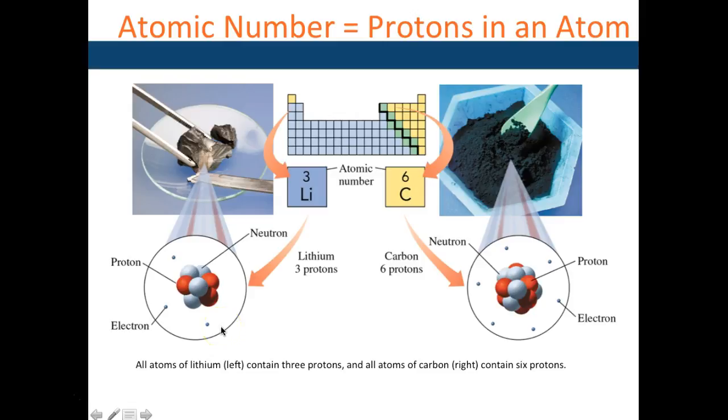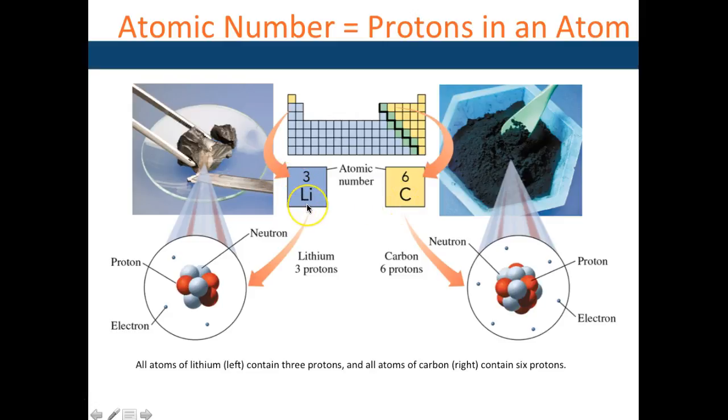So here in this picture you see atoms of carbon and lithium. Lithium has 3 protons and 3 electrons, because remember the number of positives must balance the number of negatives, and it has 4 neutrons, so it has a mass number of 7. Carbon, on the other hand, has 6 electrons and 6 protons and then 6 neutrons, so it has a mass number of 12.